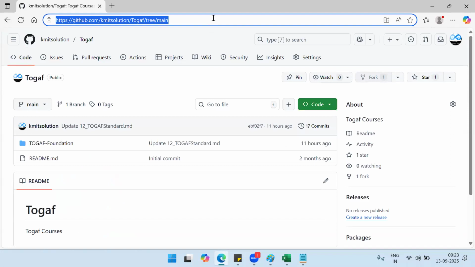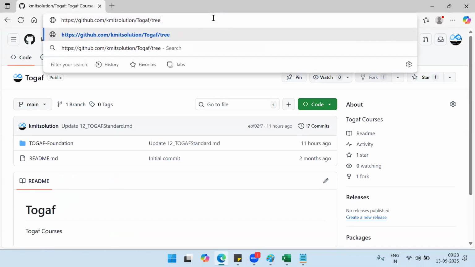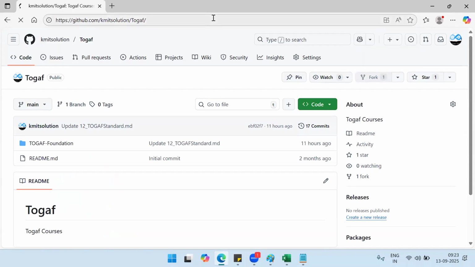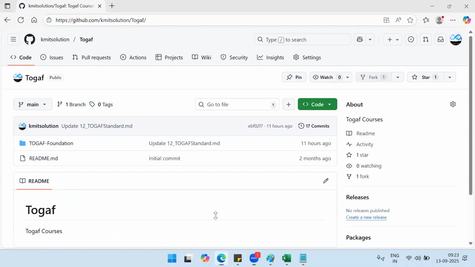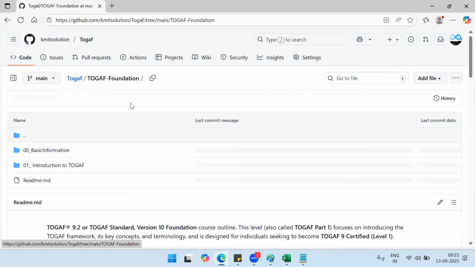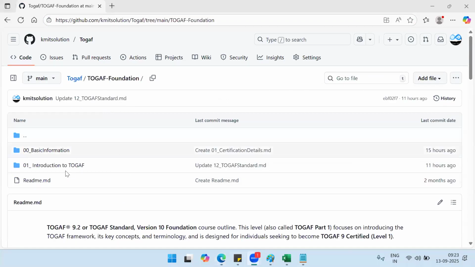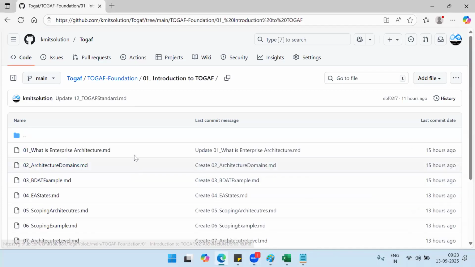Hmm. I'm putting it on the chat. So here, foundation, basic information. That's the one. The second one is the 0. Okay.